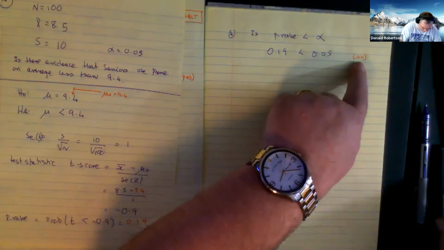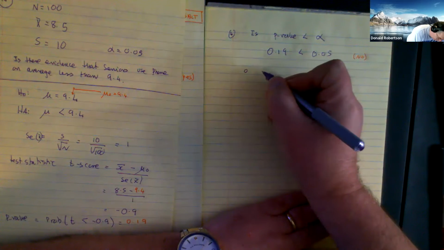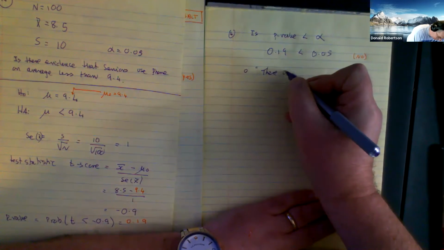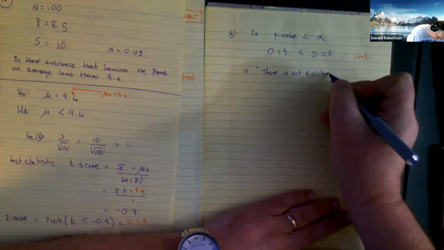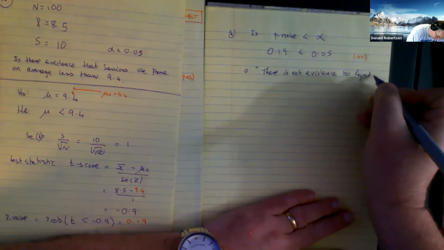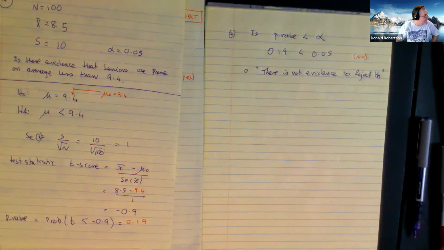And when you get a no, there are various sentences that you can use, but the most common one would be something like this. There is not enough evidence to reject H0. And that is pretty much the end of that question.